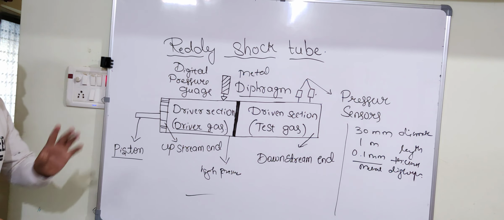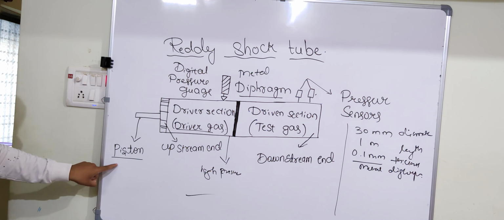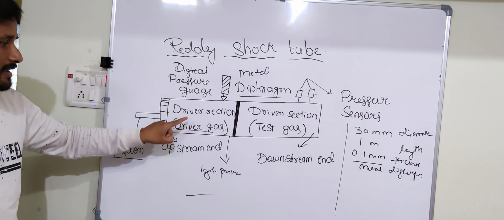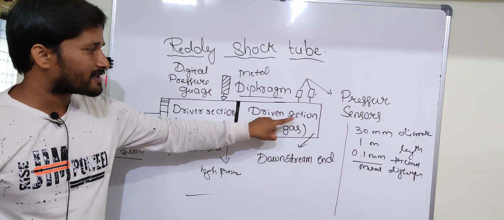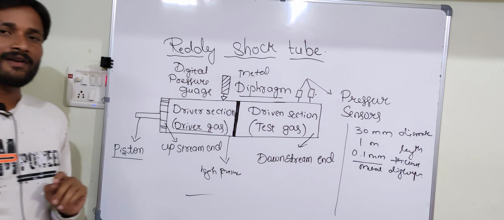Okay, so next, this is the third point, and the fourth point is, at the far end of the driver section we have connected a piston. Inside the driver section you are going to use driver gas, and inside the driven section you are going to use the test gas. So this is about the construction of the Reddy shock tube.